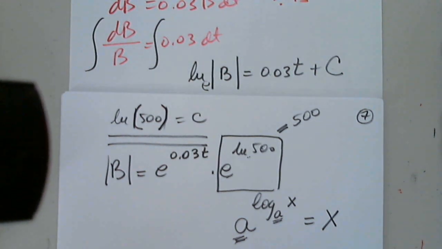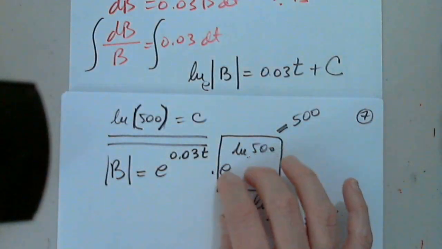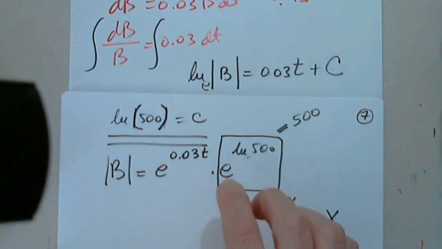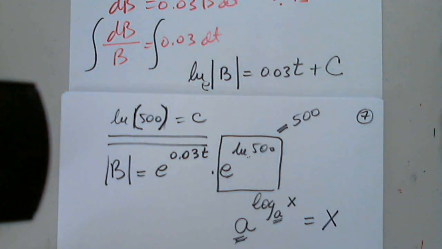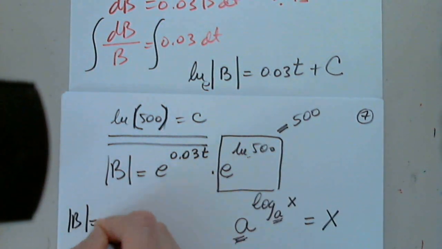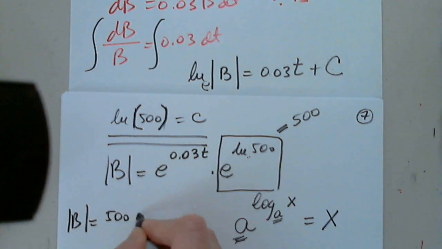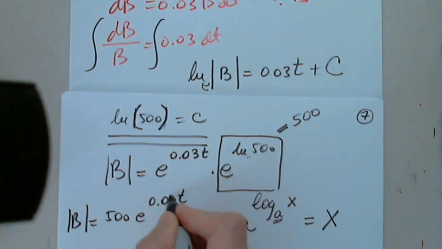This is a property that is less discussed in algebra classes, more in pre-calculus and calculus. We know all the other properties, but we don't emphasize this one that much. You can plug it in and you know it's 500. So the absolute value of b equals 500 e to 0.03 t.